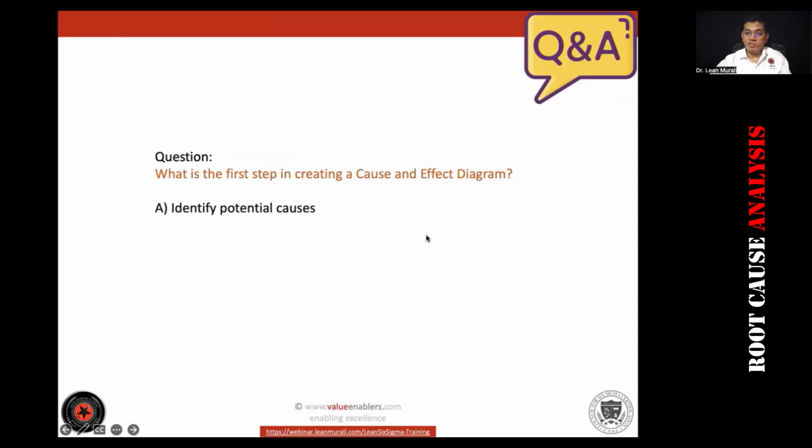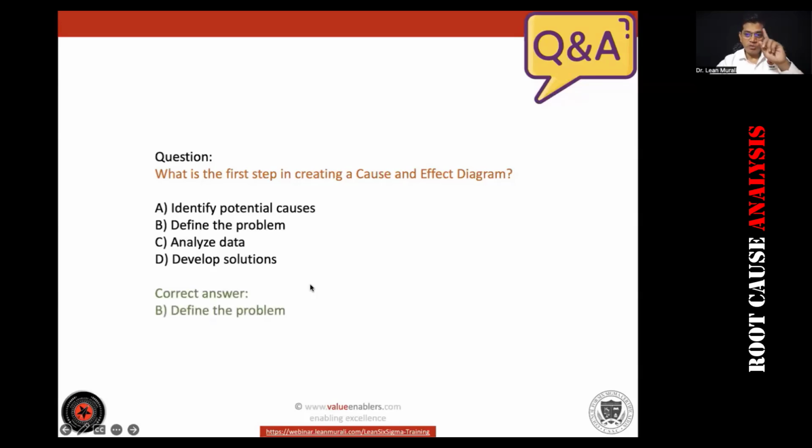Identify potential causes, define the problem, analyze the data, develop solutions. What is the first thing that I should do? Very good. Define the problem is the right answer. Send a lot of chocolates to people who have typed B, okay? Define the problem. First thing is you need to define the problem clearly. Only then you should. Otherwise, if you start identifying potential causes, the problem is not well defined. You will have the causes for some other problem.